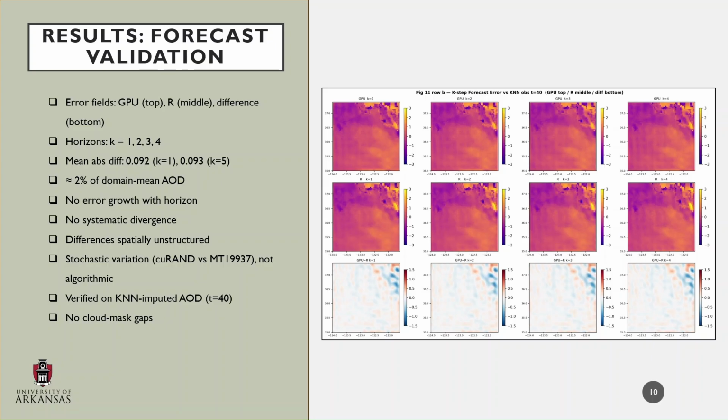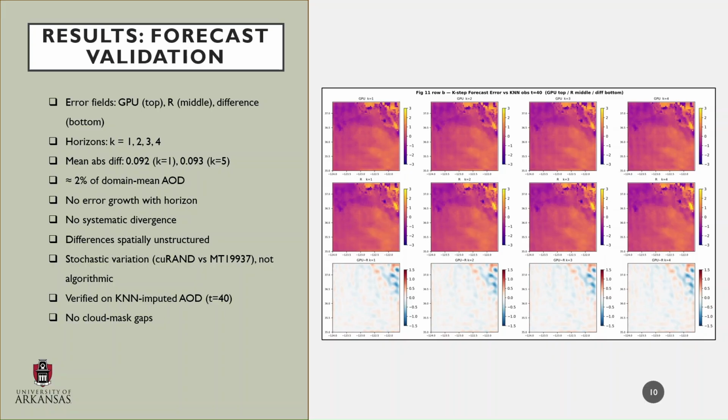The forecast validation results are equally strong. This figure shows k-step ahead forecast error fields at horizons k equal to 1 through 4, with GPU results on top, R in the middle, and difference on the bottom row. The quantitative results are very encouraging. The mean absolute difference between GPU and R forecast is 0.092 at k equals 1 and essentially flat at 0.093 at k equals 5. This is approximately 2% of the domain mean AOD, a very small discrepancy.